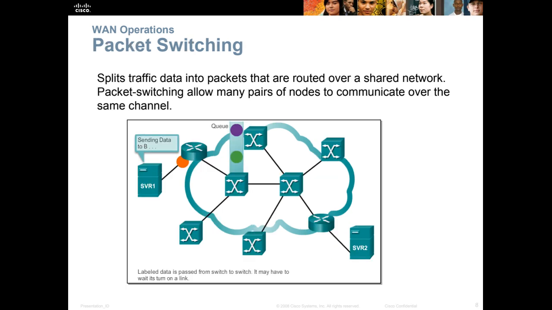Packet switching, as your colleague said, is more efficient. It splits traffic data into packets that are routed over a shared network. They allow many pairs of nodes to communicate over the same channel, not a dedicated circuit for each connection.